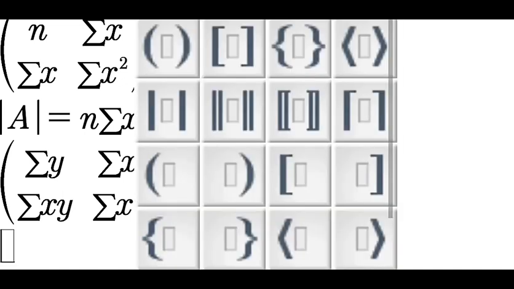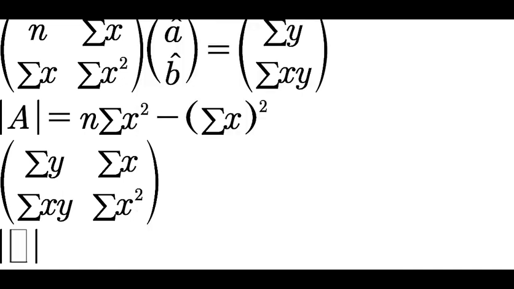So the determinant of matrix B gives us summation y times summation x squared.